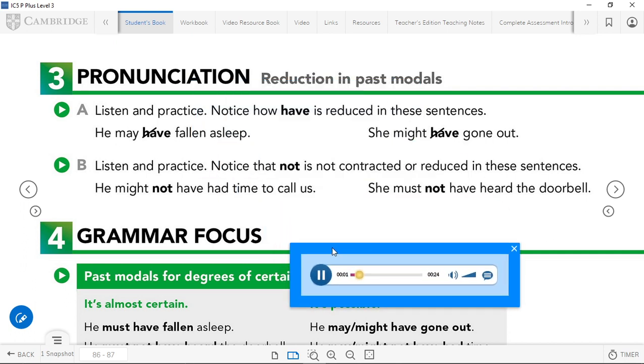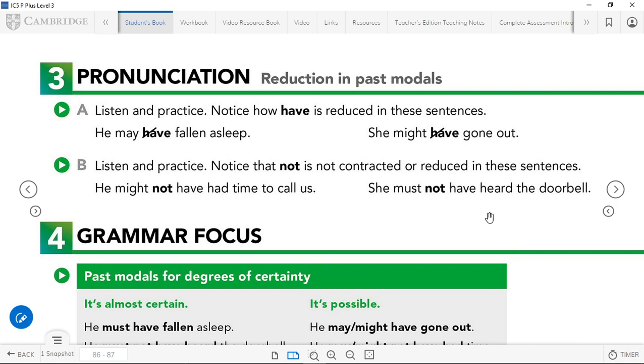Page 87, Exercise 3, Part B. Listen and practice. Notice that not is not contracted or reduced in these sentences. He might not have had time to call us. She must not have heard the doorbell. Okay, very good. Now let's practice.